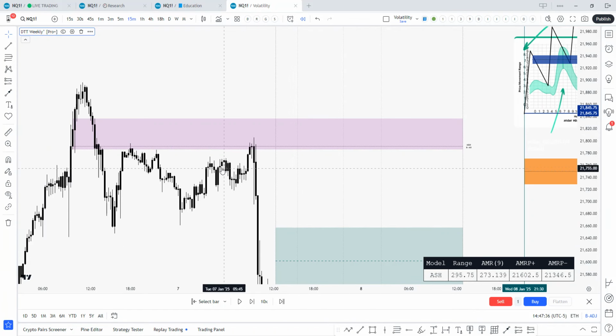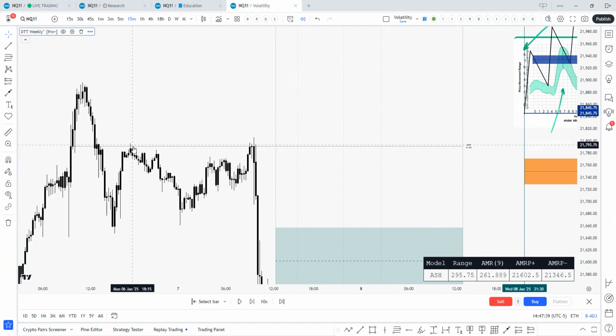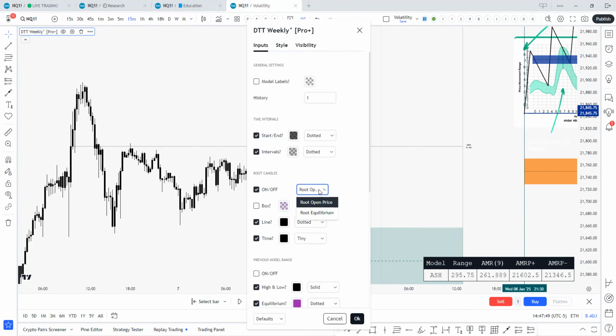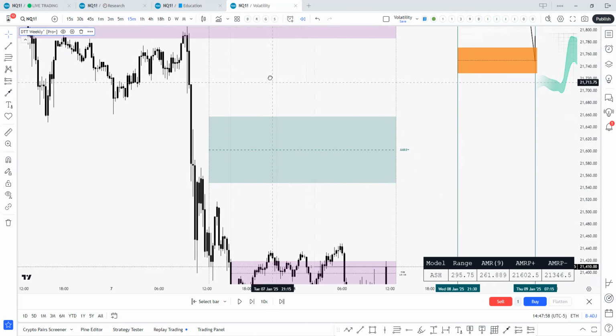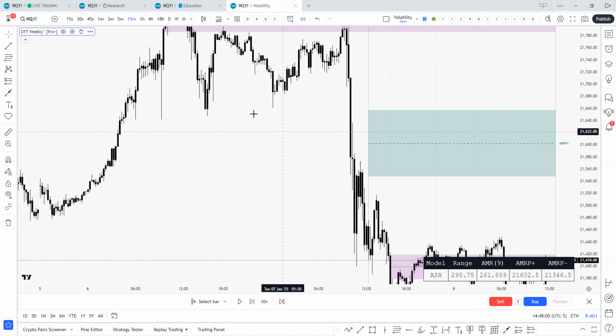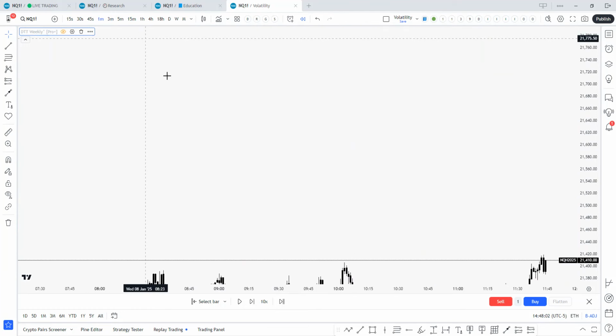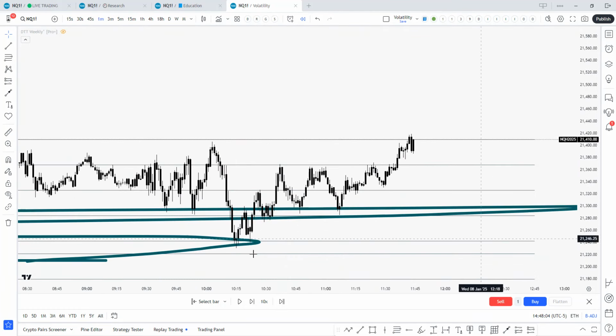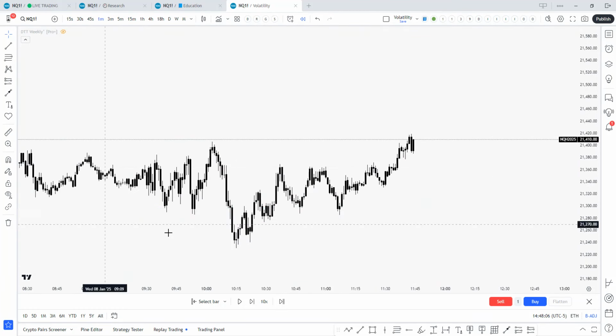So if I were to just have that dashed line on there, you can see how that becomes a resistance area for price. Wicks above, comes back down. Wicks above, comes back down. Now, why is it important to look at equilibrium? When you're in a trend environment, I will look at equilibrium. The reasoning for that is because price will often use equilibrium to continue higher.